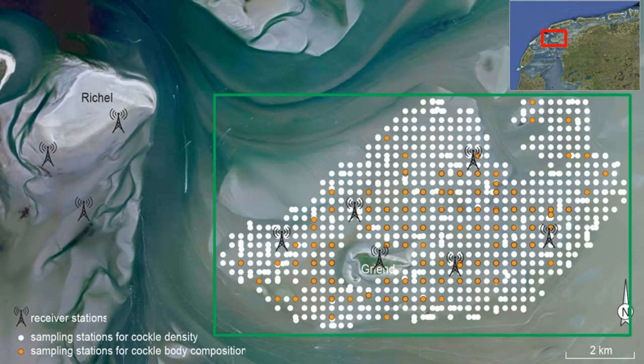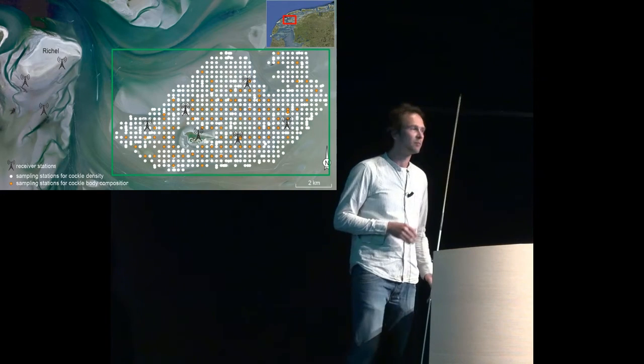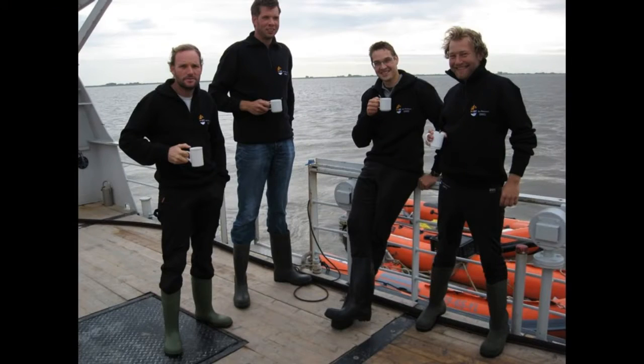So within the SIBES campaign, the Synoptic Intertidal Benthic Survey, we sampled this larger area around Ghent. It's about 8 by 6 kilometers, more than 1,000 sampling stations, sampled by these guys, on a small break here.